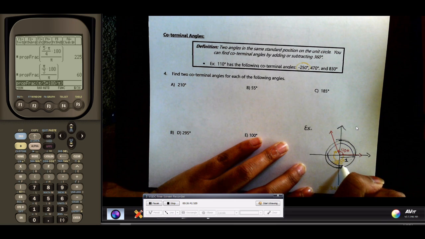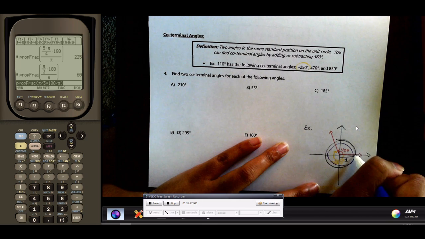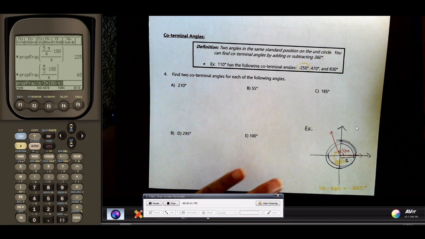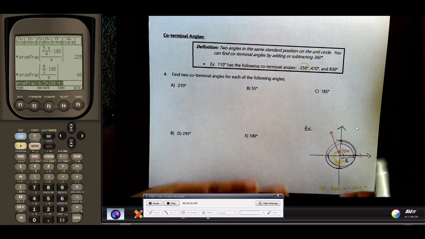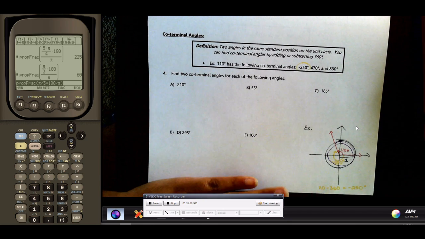180, 270, 360, but we're not done, right? So we're going to keep going. 360 plus another 90, which gets us to what? 450, and then another 20 degrees.